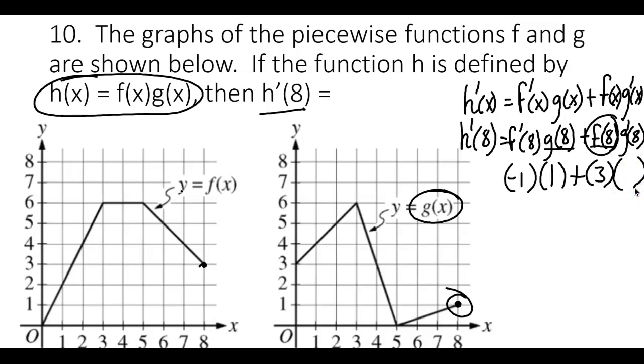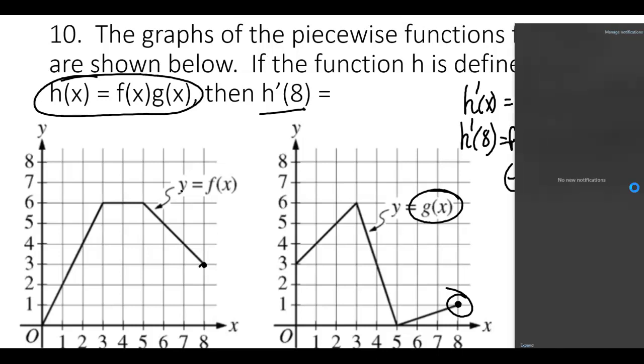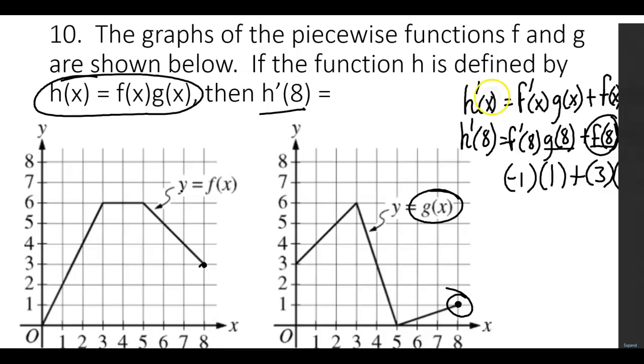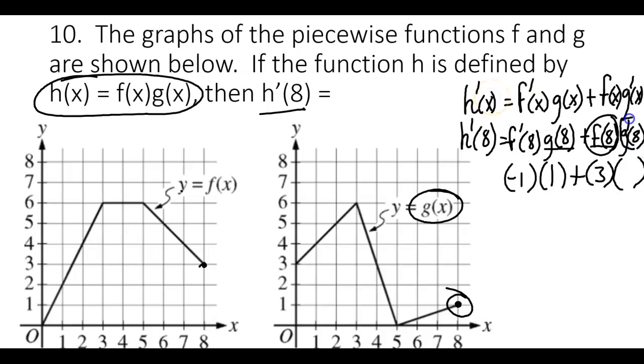Lastly, we want g prime of 8. So g prime of 8, that's a slope of g at 8. So here's where x equals 8. What's the slope of this line? Well, it looks like my run is 3. I'm going to the right 3, so that's positive 3. And up 1, that's a positive 1. Rise over run would be 1 over 3.